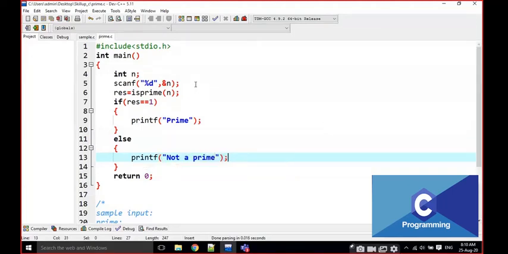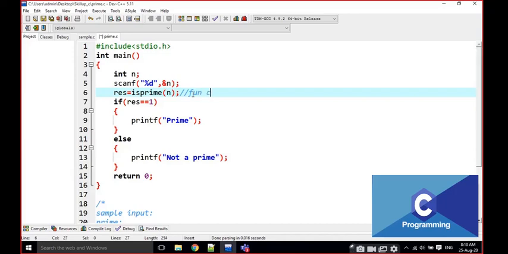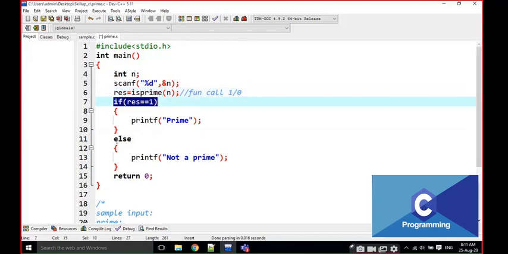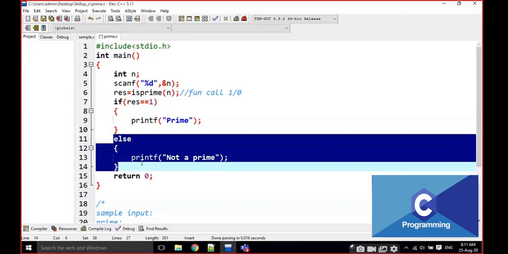Here I am reading the variable, and I am going to check. This is the function call. This is the main operation, right? Here I am going to check the result. For example, I am returning either 1 or 0. If 1, it represents prime, else it is not a prime. This is the main function I am writing here.